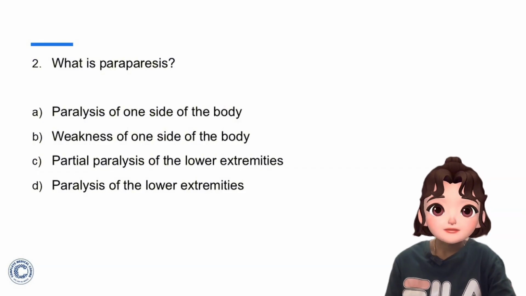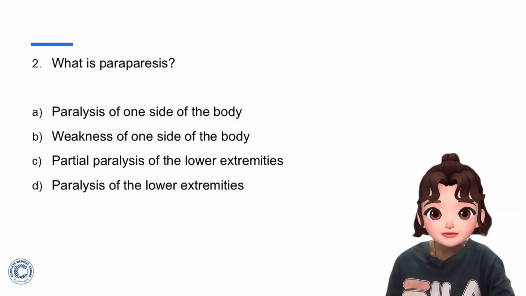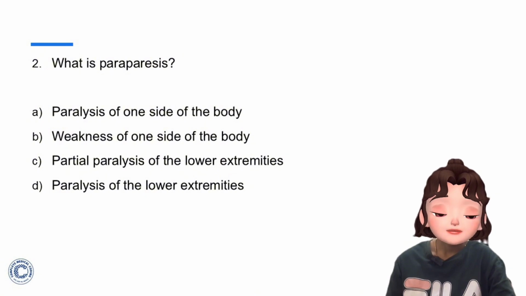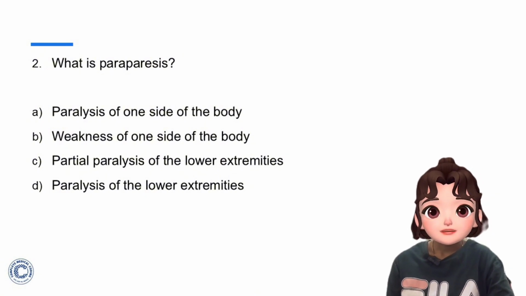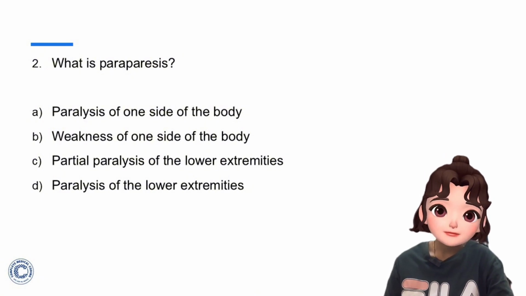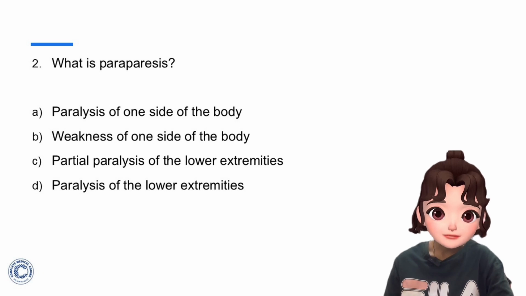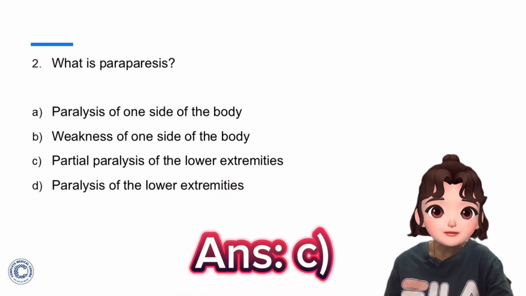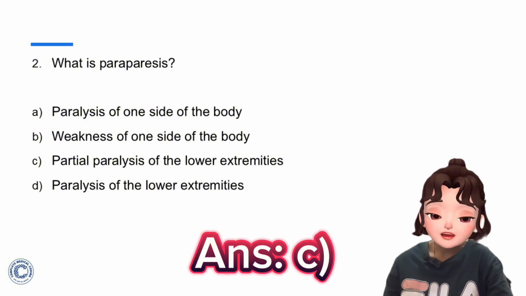Second question. What is paraparesis? Option A, paralysis of one side of the body. Option B, weakness of one side of the body. Option C, partial paralysis of the lower extremities. And option D, paralysis of the lower extremities. So, paraparesis means, here the answer is option C, partial paralysis of the lower extremities.